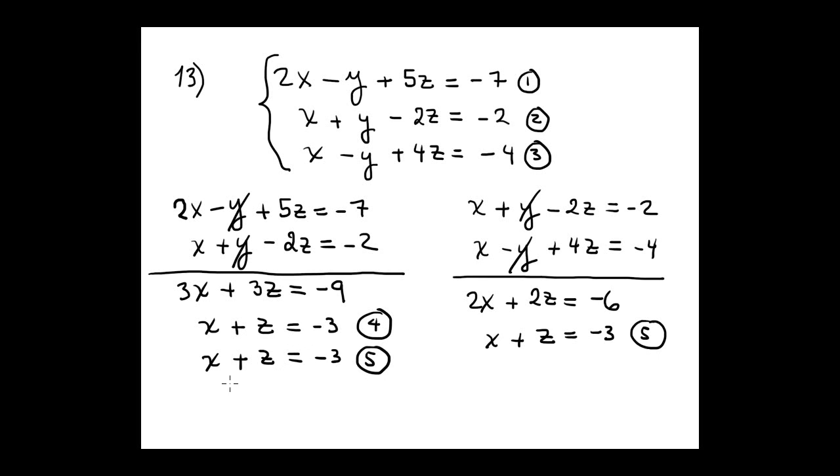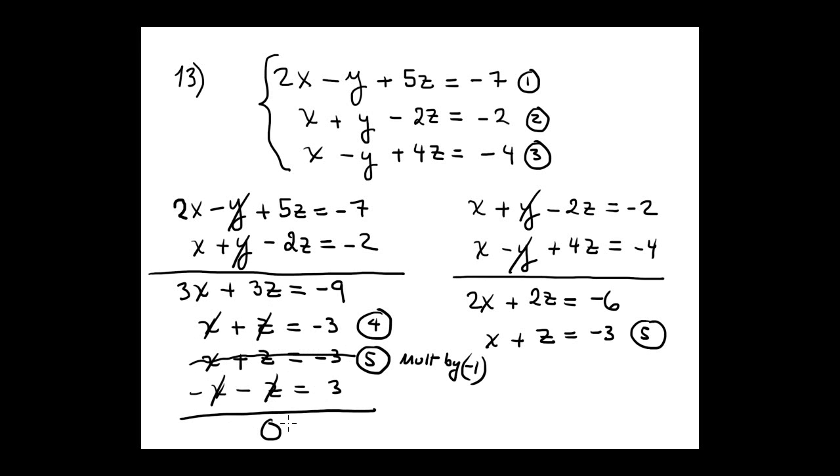Okay, suppose that I don't see this idea very well. If you multiply equation number 5 by negative 1, now we have negative x minus z equals positive 3, and when you add this and this, x cancels out, z cancels out, 0 equals, and 3 minus 3 is 0. This system is true. That means that we expect infinitely many solutions.